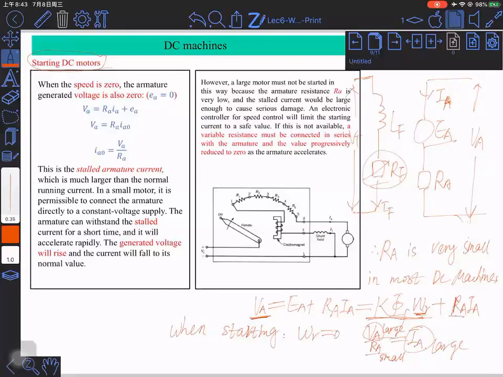Well, is this the problem? If you are looking at a small motor, probably it's okay. Why? Because assume that we are looking at a very small motor.